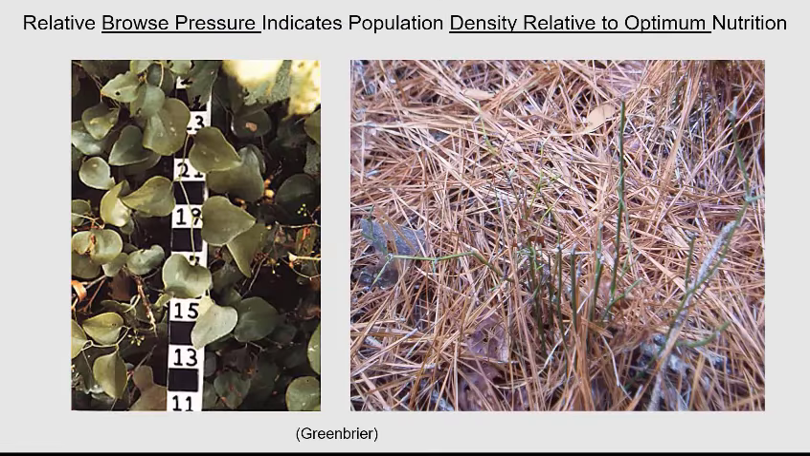Here's an example of a case where the relative browse pressure indicates the population density relative to optimum nutrition. This is greenbrier or smilax. The picture on the left is a very healthy stand of greenbrier. The picture on the right is a picture that I took on a property that had way too many deer, and this is also a stand of greenbrier. Do you think this stand of greenbrier is as healthy as the one on the left? I hope you see that it is not.